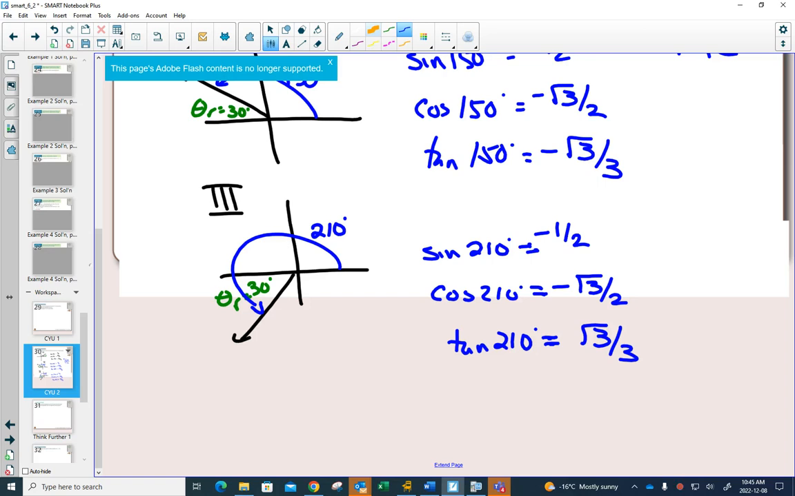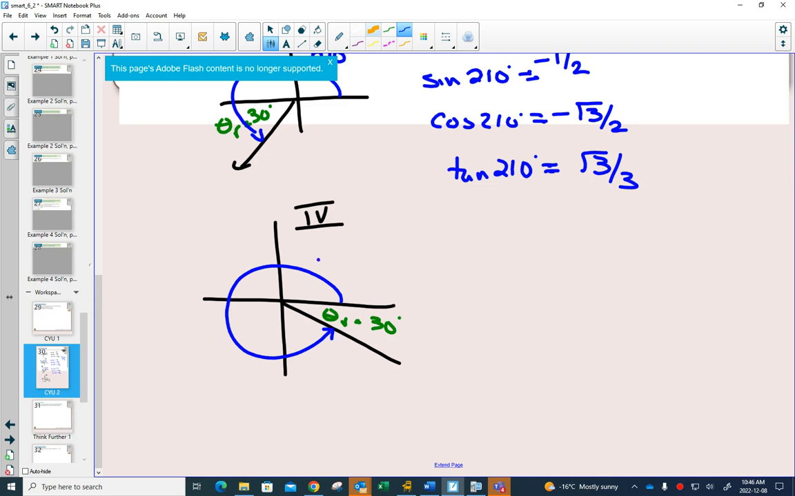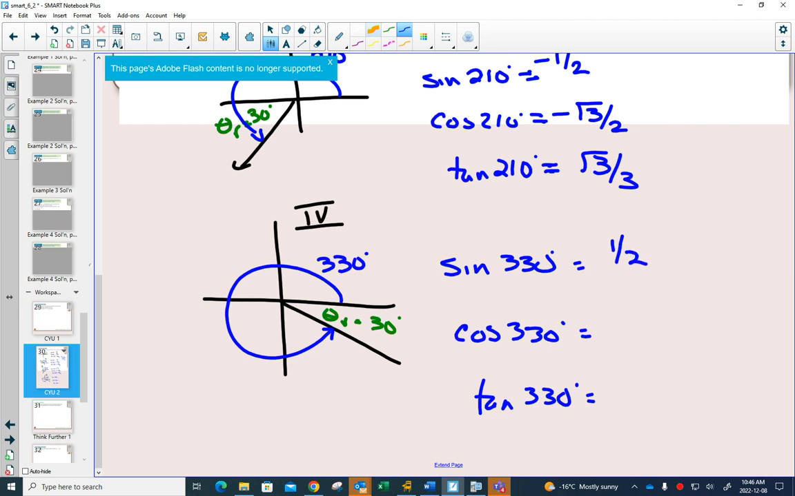And finally, quadrant 4. Hopefully you're starting to really see the pattern by now. If I draw an angle in quadrant 4, and my reference angle is 30 degrees, then my actual angle would be 360 minus 30, 330 degrees. And I could figure out sine of 330, cos of 330, and tan of 330. They will equal the same things as the reference angle. But now that we're in quadrant 4, cos will stay positive, sine and tan will be negative.